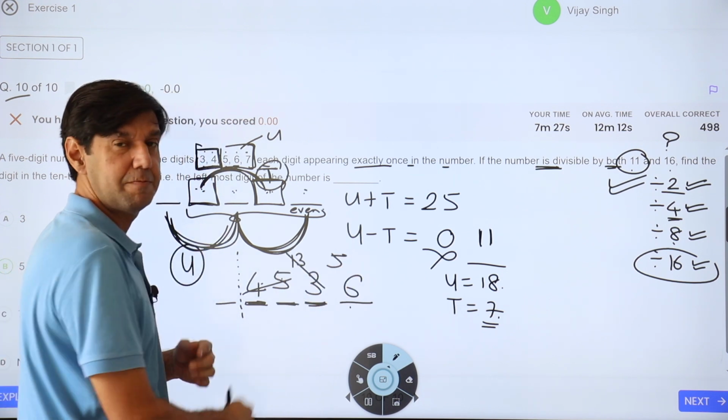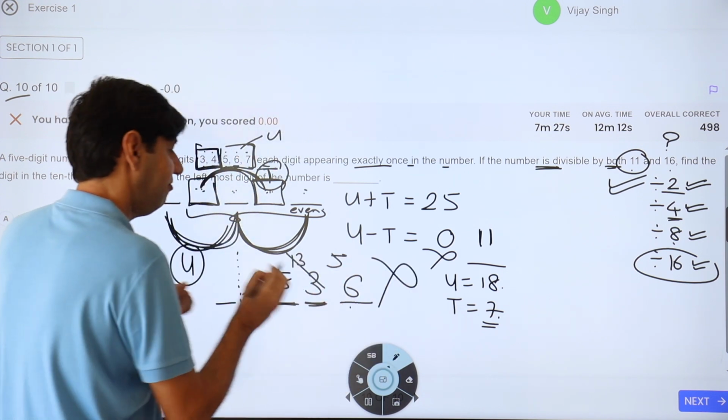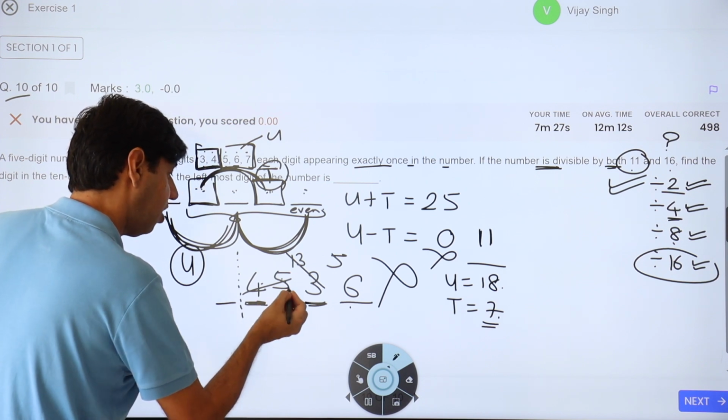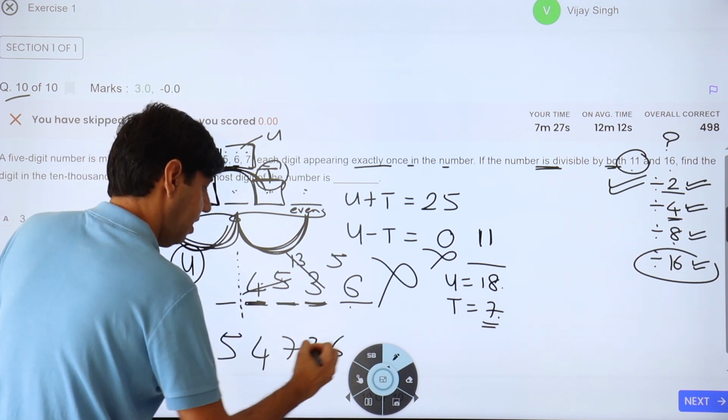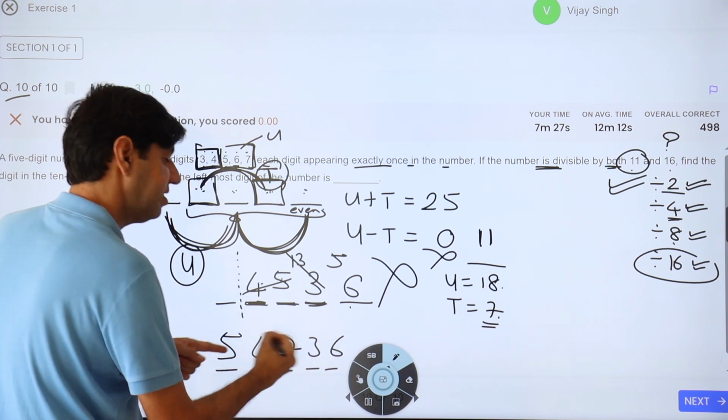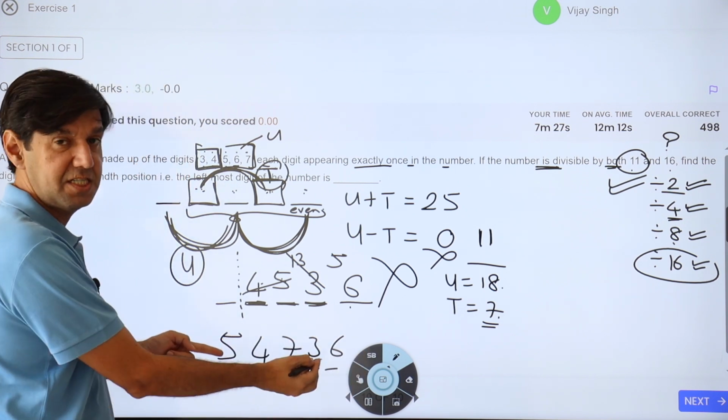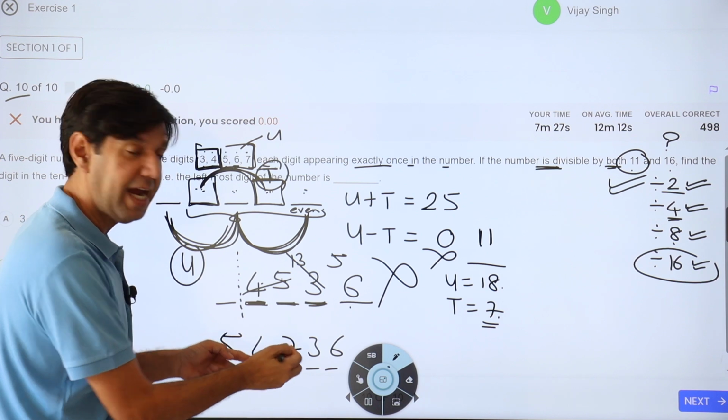So is this divisible by 16? No. So a 5 will not come here. If a 5 will not come here, 5 has to come here, and this will be the number. Now this has to be divisible by 16. You want to check it? Check it. 1648 is divisible.